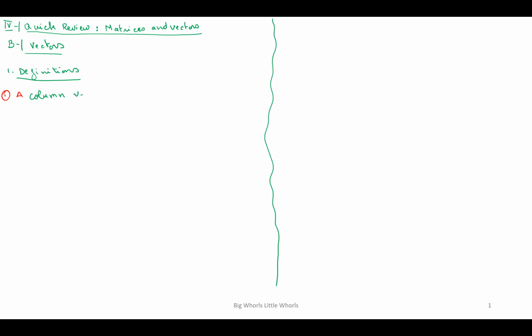A column vector, often sometimes just called a vector, is a matrix with a single column.